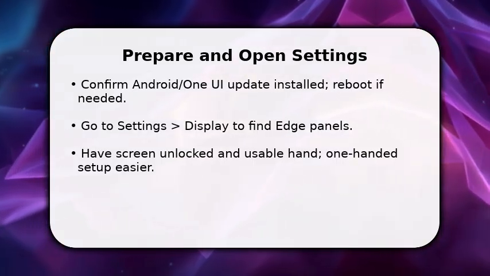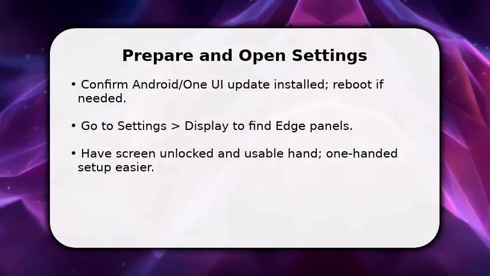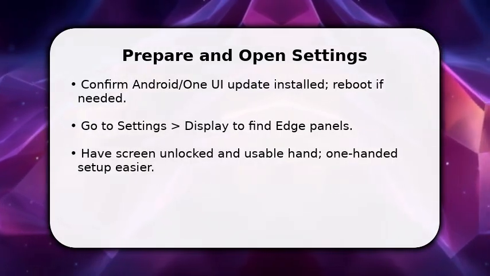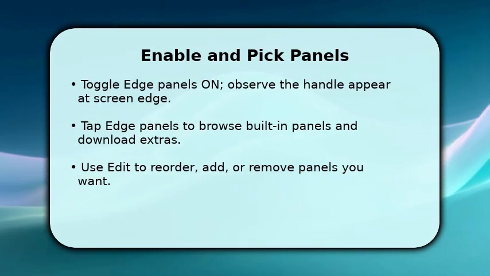Make sure your device is charged and briefly restart if Settings behaves oddly, because a fresh start prevents permission hiccups and speeds the next steps. You now toggle Edge Panels on. The small handle should appear on the screen edge.